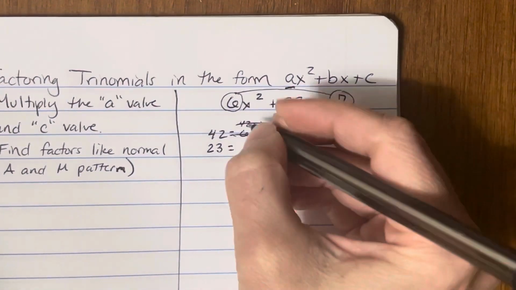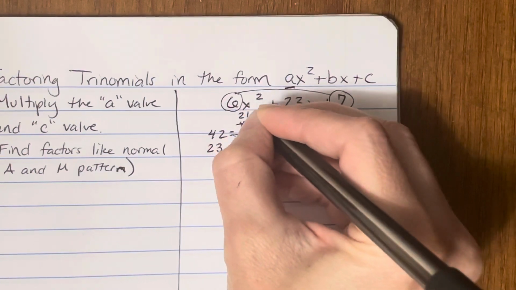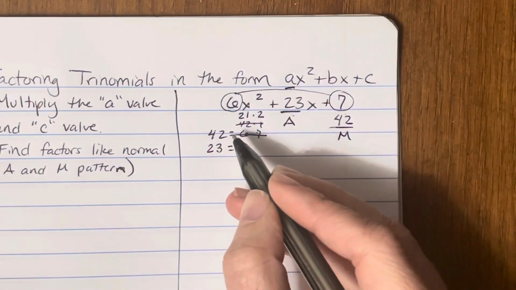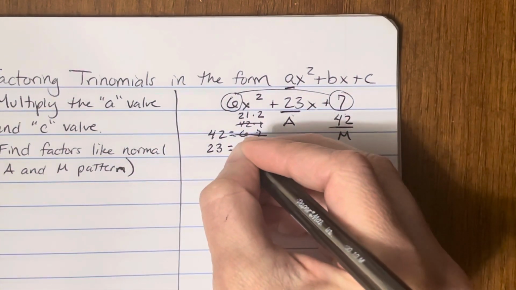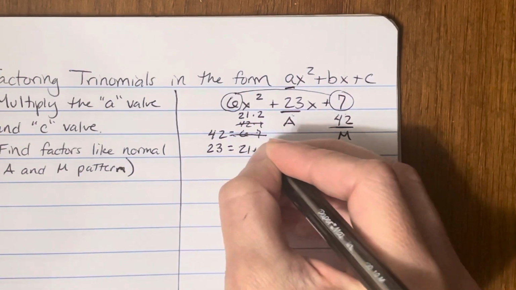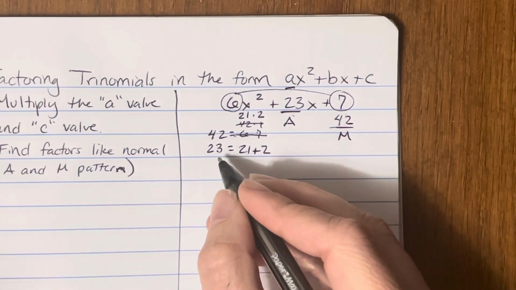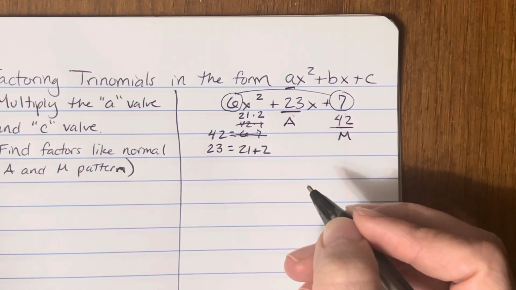The next thing I'm going to think about maybe is then 21 times 2. 21 times 2 is 42, and guess what? 21 plus 2 is also 23, so 21 and 2 work.